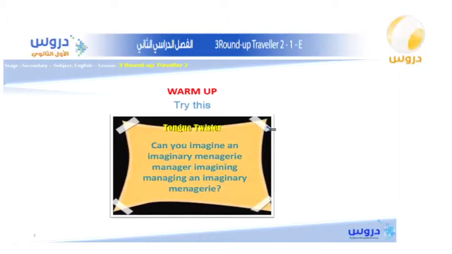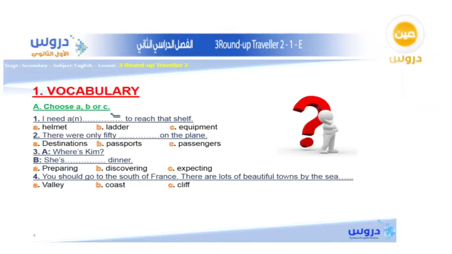Okay, here as the warming up, it's very important to use the tongue twister because it's very important to improve your speaking. You have to repeat it again. So here we have some tongue twisters. Try this, okay? The first one here we have: can you imagine an imaginary manager imagining managing an imaginary menagerie? So this is kind of how to speak fluently, and you have to try more and more to speak fluently in future, inshallah.